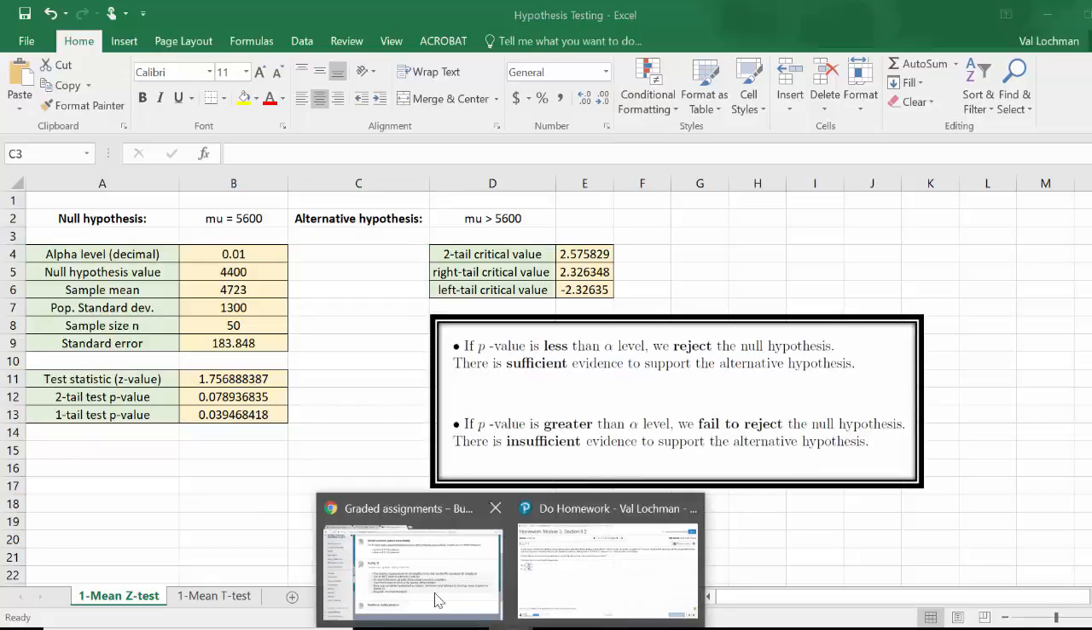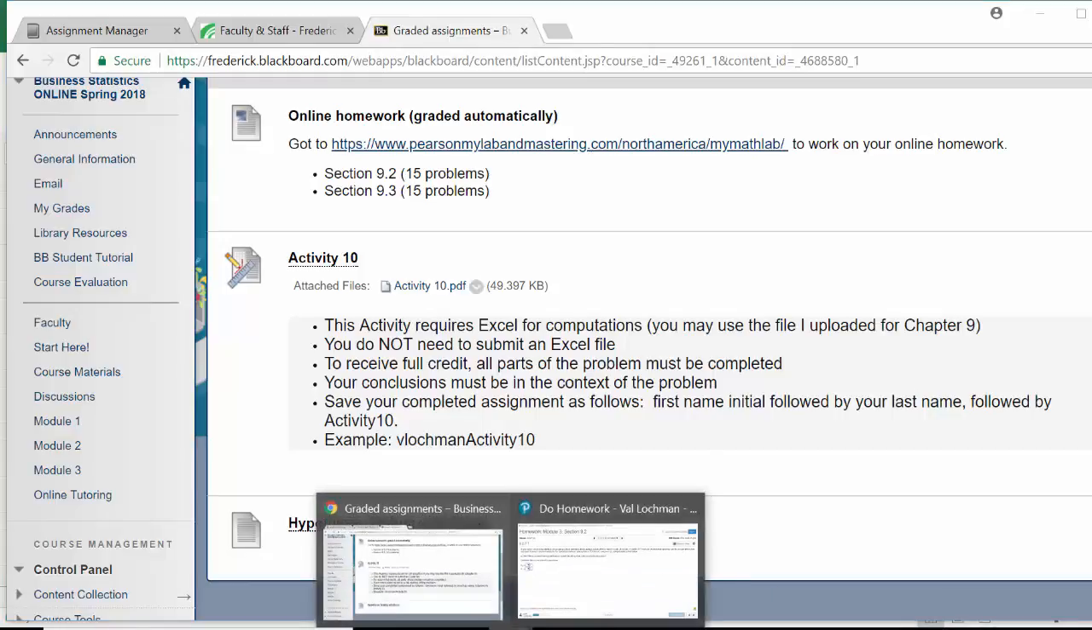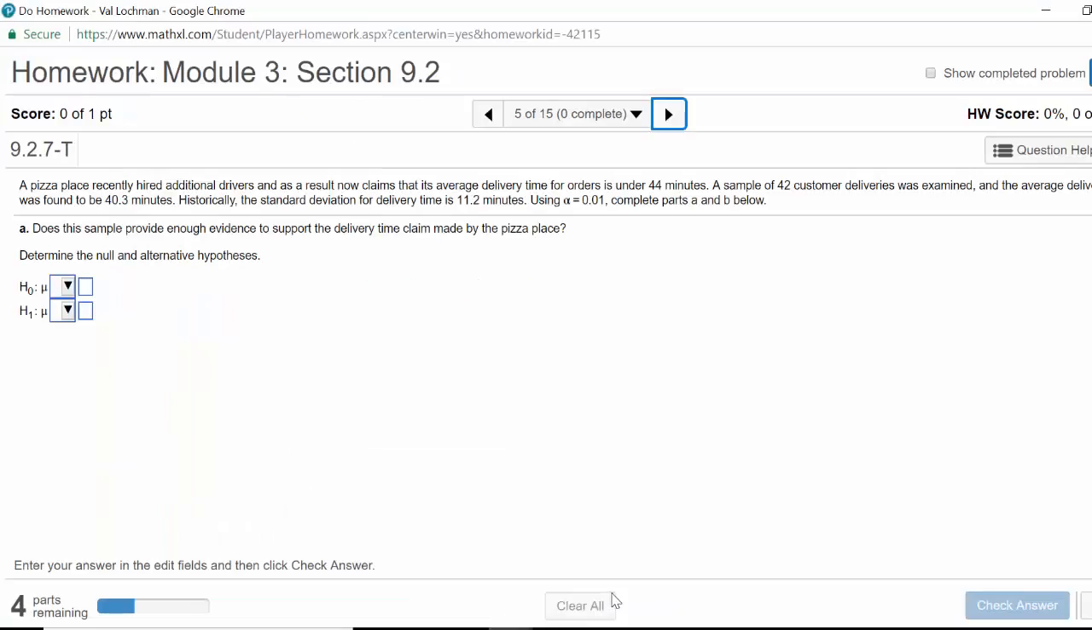So this video assumes that you are familiar with the definitions associated with hypothesis testing. You've done your reading, you're comfortable with notation, and now we're just going to talk about the computational part. Okay, so let's go ahead and take a look at the first problem. I'm looking at problem 5 in your online homework section 9.2. And let's see what we have going on here.